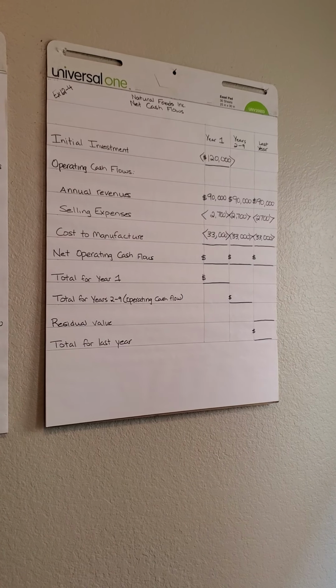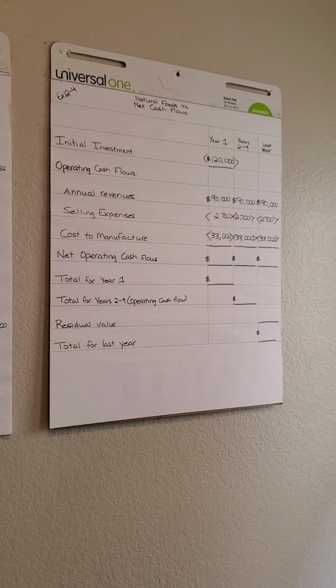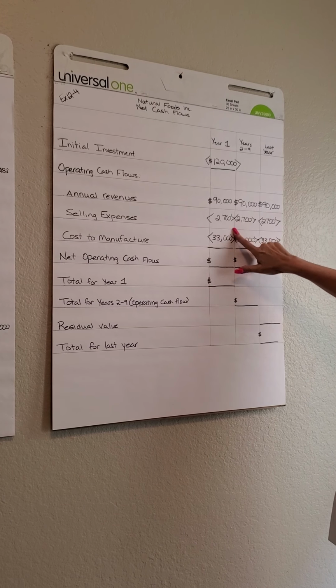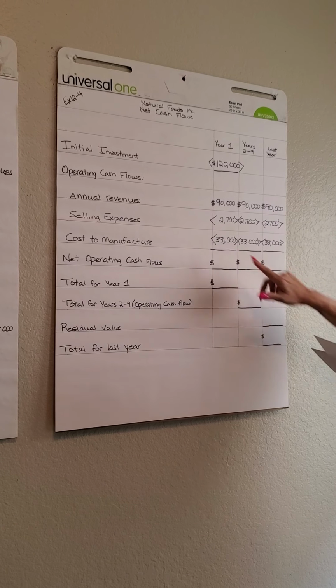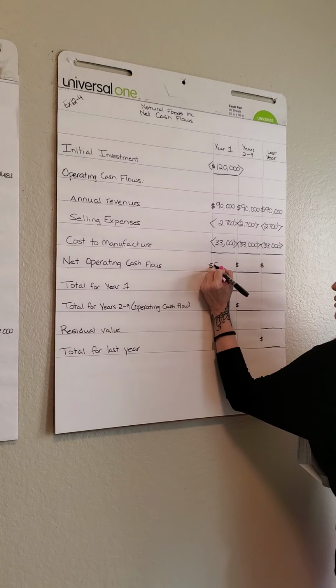And then in the next line, they want us to come up with our operating cash flows annually. So we're going to take the 90,000, subtract the 2,700 and the 33,000, and we're going to have net operating cash flows each year of $54,300.